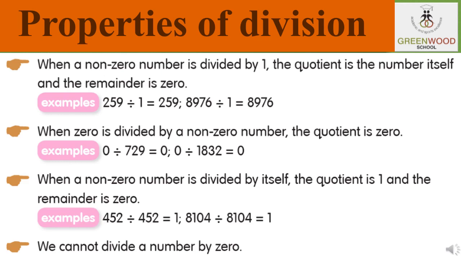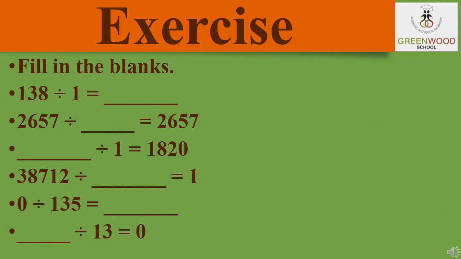Third, when a non-zero number is divided by itself, the quotient is equal to 1 and the remainder is 0. For example, 452 divided by 452 is equal to 1. 8104 divided by 8104 is equal to 1. Fourth, we cannot divide a number by 0. Next is exercise. Fill in the blanks. On the basis of properties of division, solve the following exercise.